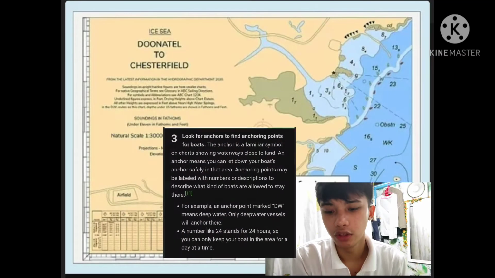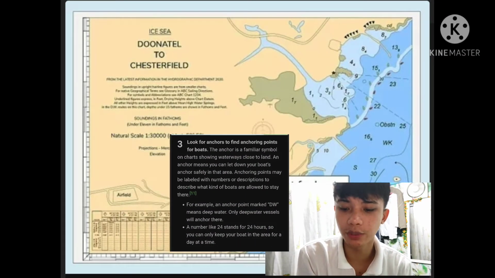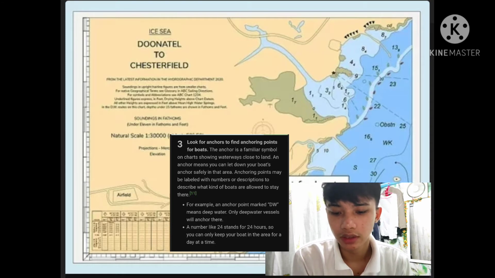So number 3, look for the anchors to find anchoring points for boats. The anchor is a familiar symbol on charts showing waterway close to land. An anchor means you can let down your boat's anchor safely in that area. Anchoring points may be labeled with numbers or descriptions to describe what kind of boats are allowed to stay there.